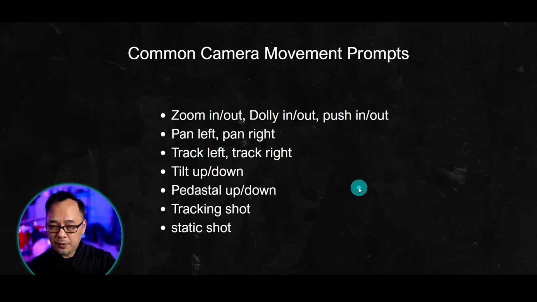Tilting up and down, pretty straightforward. Pedestal up and down is much more of a closer shot, typically from top to bottom or bottom to top. Tracking shot follows the subject, and then you have a static shot where the camera doesn't move. Now there's a whole bunch of other things you can prompt for, but these are the most common ones.